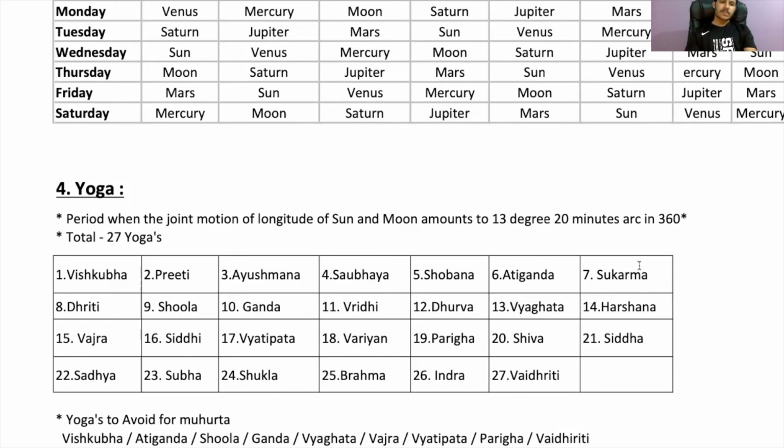Now, in yogas, you need to avoid Vishkumbha, Atiganda, Shula, Ganda, Vyaghata, Vajra, Vyatipata, Parigha, Vaidhriti. These are the yogas that you need to avoid while you are keeping the Muhurta. Okay. So, yeah, this is it for today, guys.